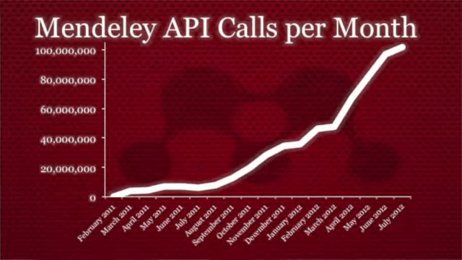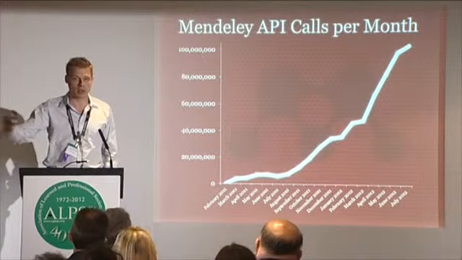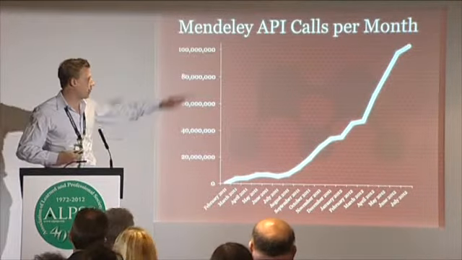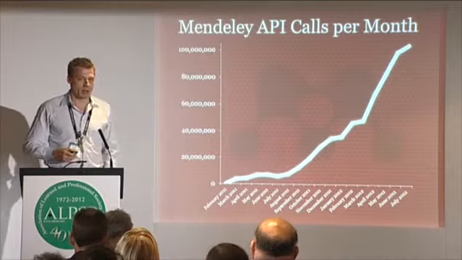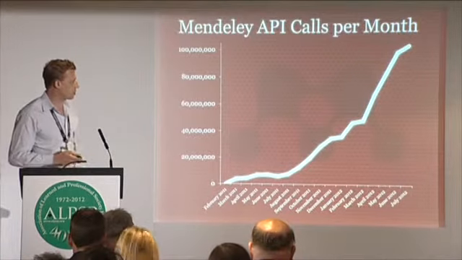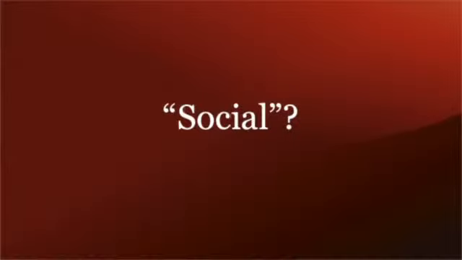This is a quick graph showing you the traction of the API calls. What initially started as, okay, let's give the data out to researchers, let's see if they do anything with that, let's see how that develops, and the API calls per month have increased significantly, and that just shows us that we are on the right way.